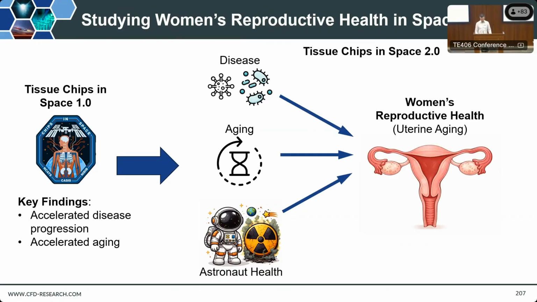Each of these aspects can impact uterine health and reproductive health, and we wanted to adapt our model for spaceflight to assess these effects of microgravity while introducing a drug repurposing pipeline to see if we can either reverse or stop the effects of aging in the uterus.